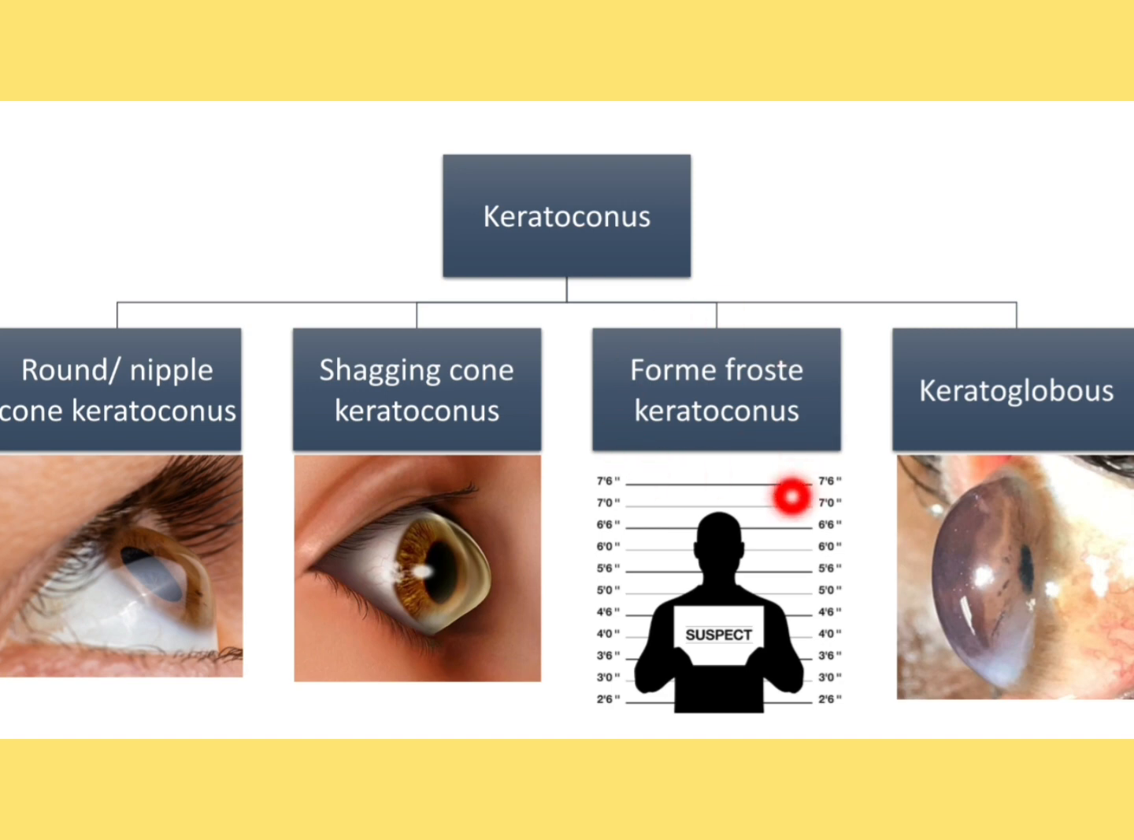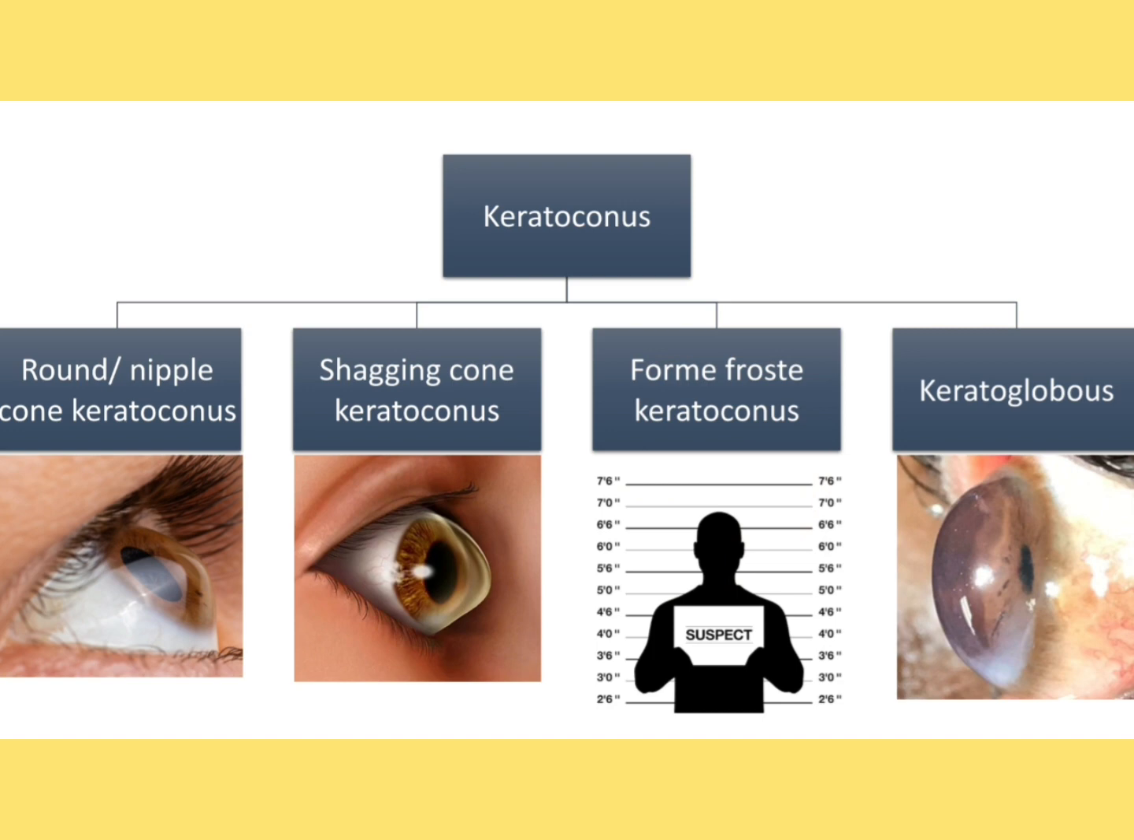Let's talk about the forme fruste keratoconus. Here I put a picture of a suspect. He is a suspect, which means there is no clinical sign of keratoconus. There is no Munson sign, no rigidity sign, no Fleischer ring, nothing is there. But when the patient underwent tomography, that is Pentacam, then you find some values that are abnormal. So this is how you will diagnose that yes, the person may have keratoconus in the future, but now he is not having keratoconus. So what he is having is forme fruste keratoconus.